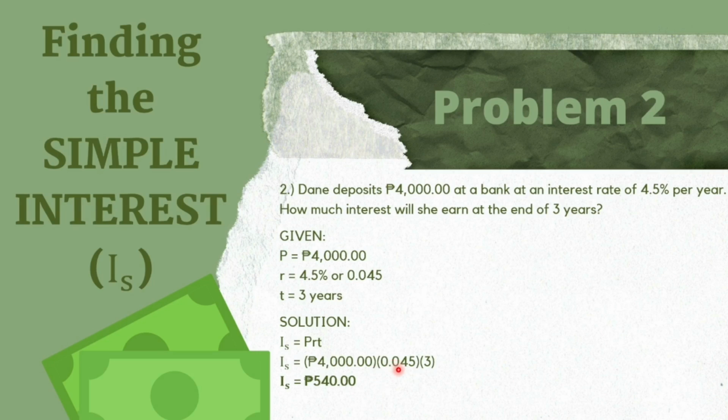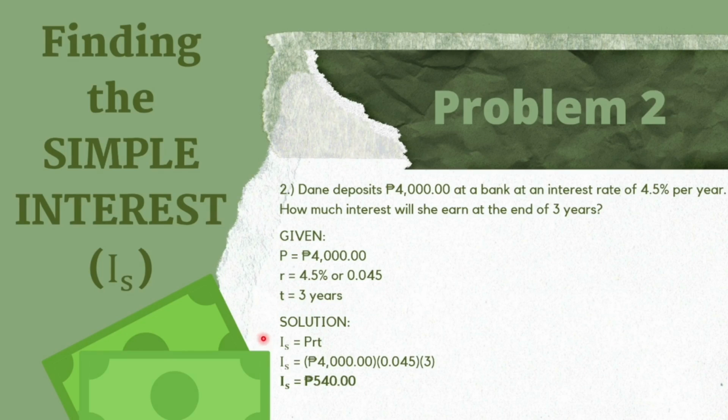Now for question number 2, we have here: Dane deposits 4,000 pesos at a bank at an interest rate of 4.5% per year. How much interest will she earn at the end of 3 years? We have here the given: principal of 4,000 pesos, the given rate of 4.5% or 0.045, and the given time of 3 years.